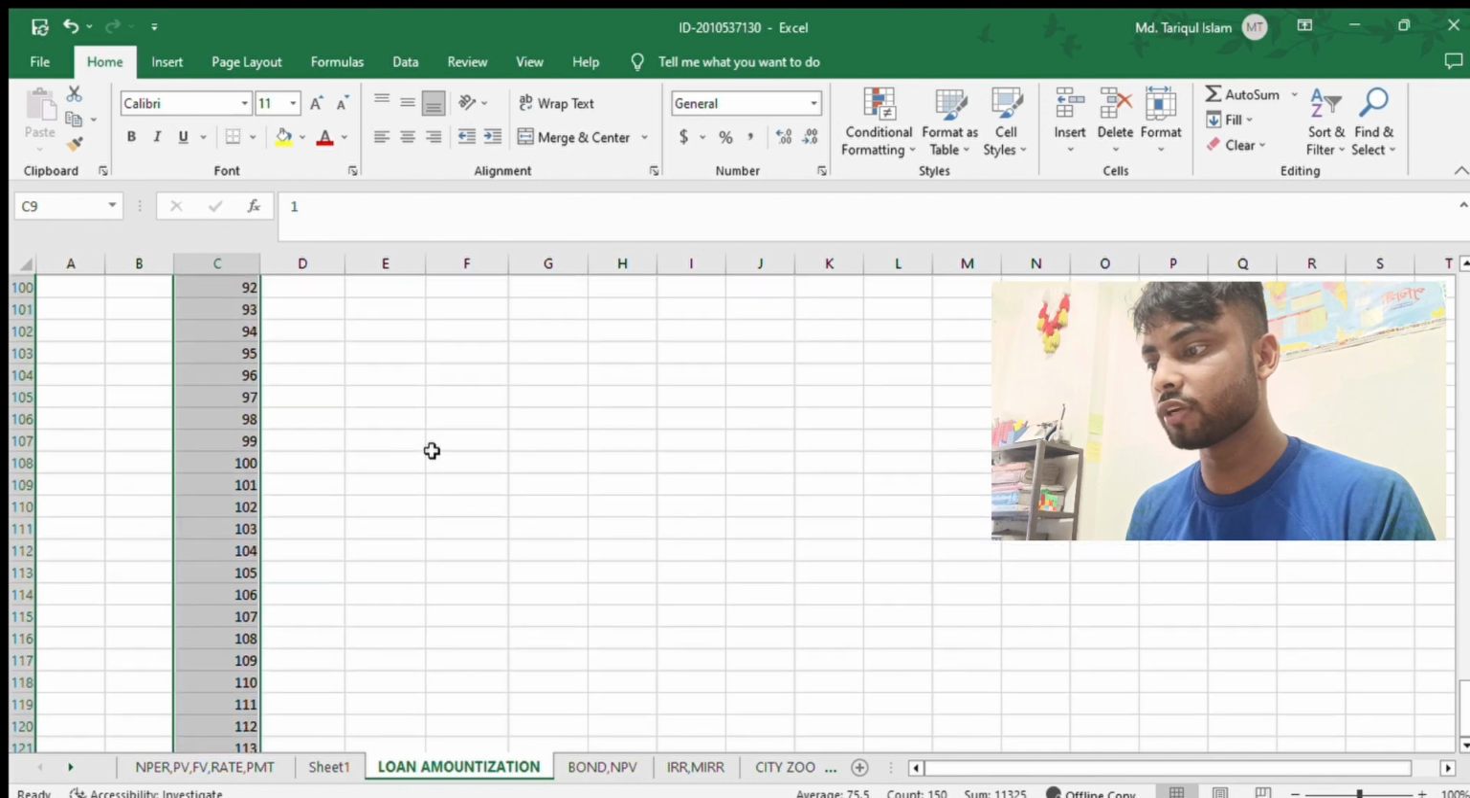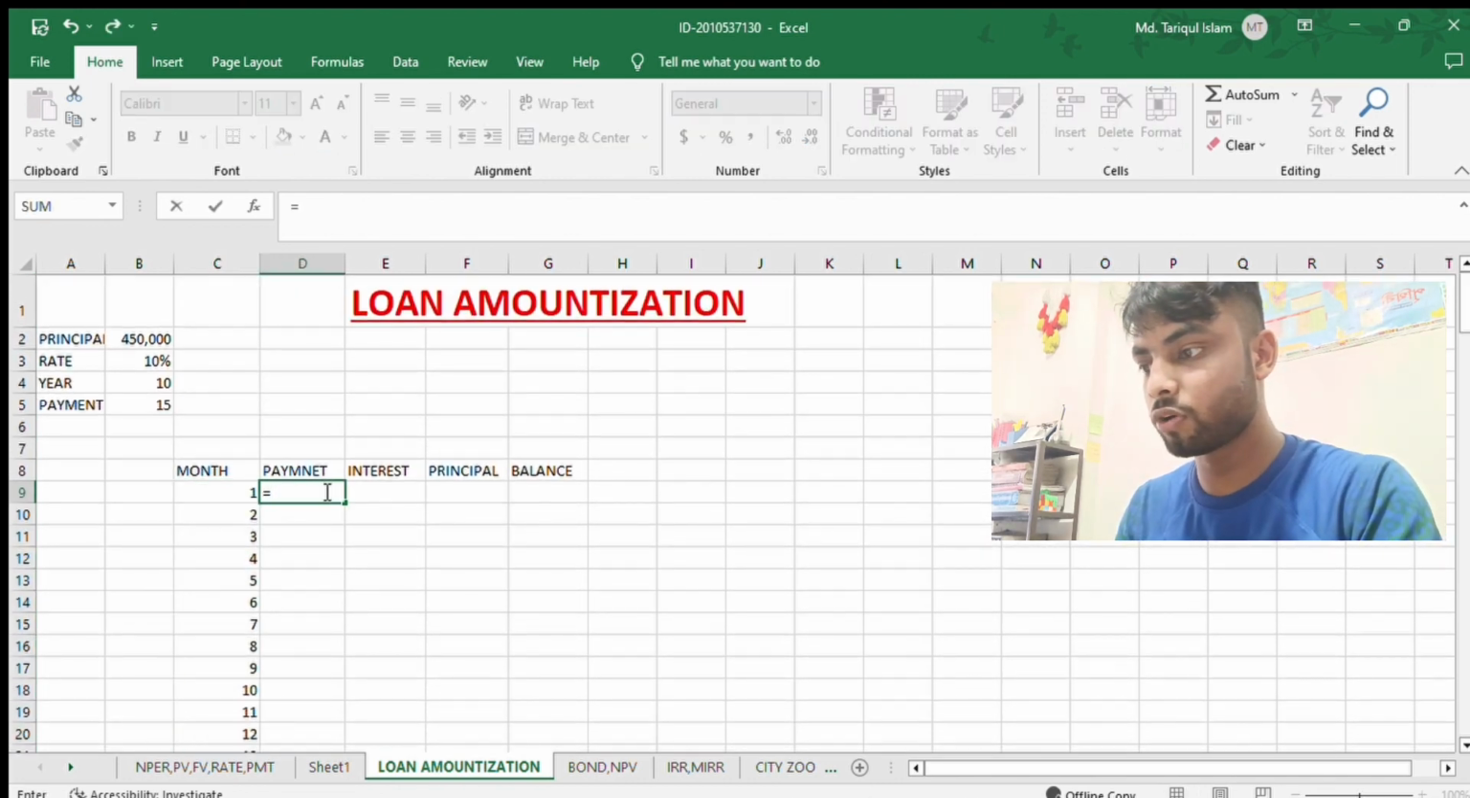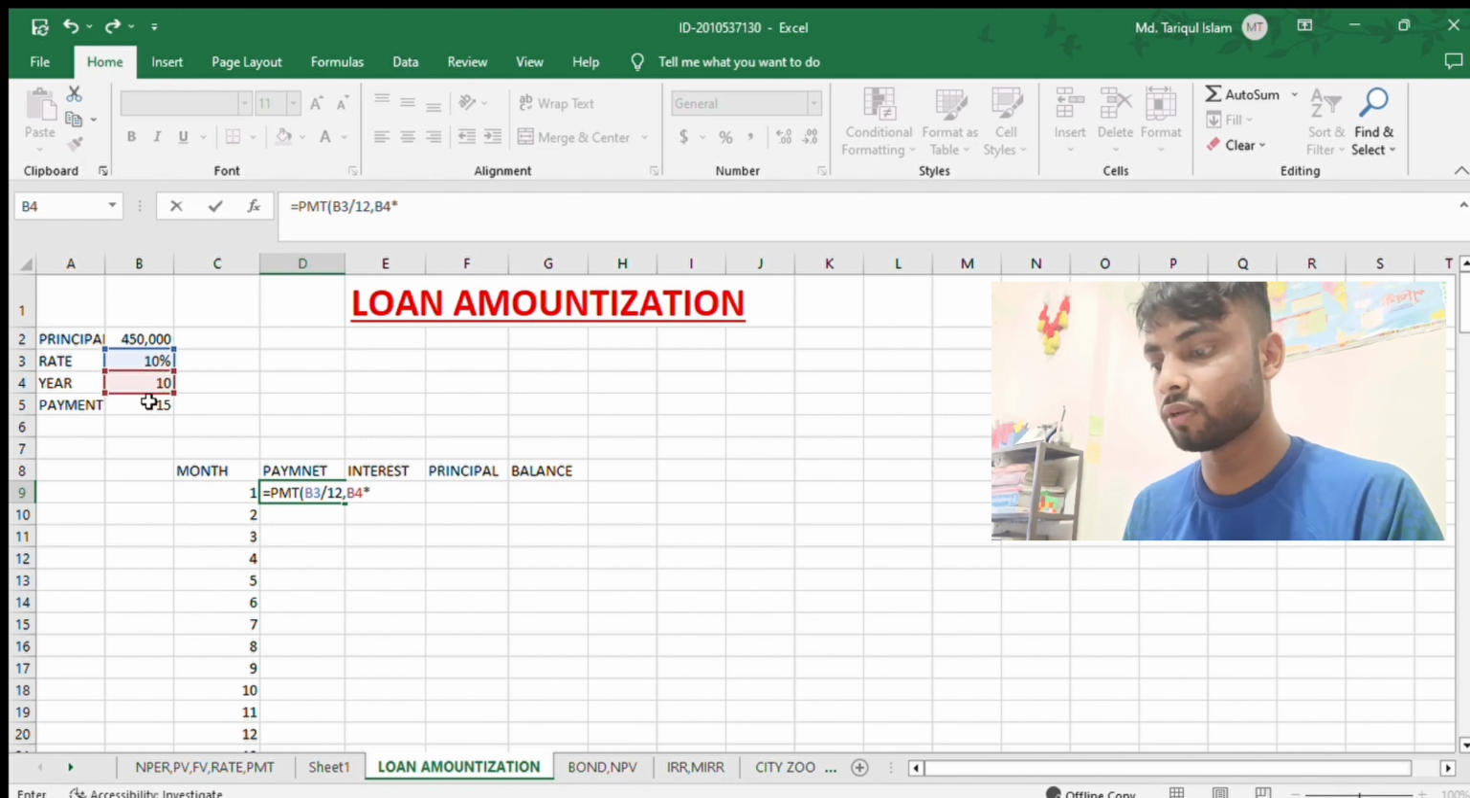Then I will calculate payment. For this, insert equal, then the formula of payment, then start the bracket. Rate, here rate is 10%, which is divided by 12. Then number of periods, 10, which is multiplied by 15. Then present value 4,50,000, future value 0 and type 0 because it is the end of the period. Then close the bracket and enter.